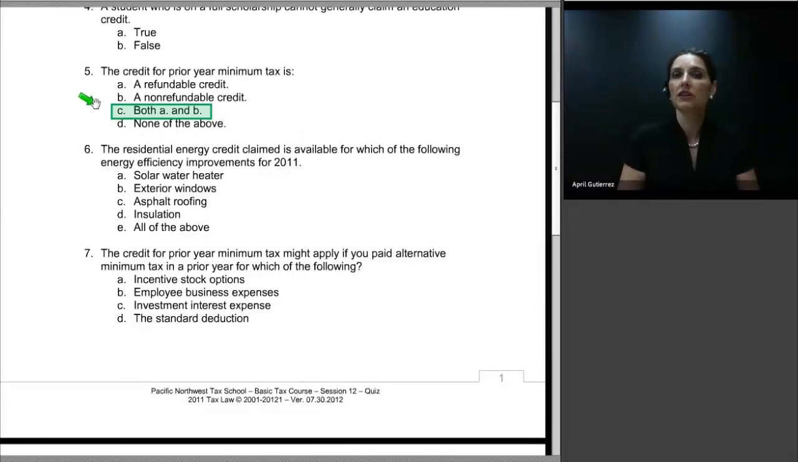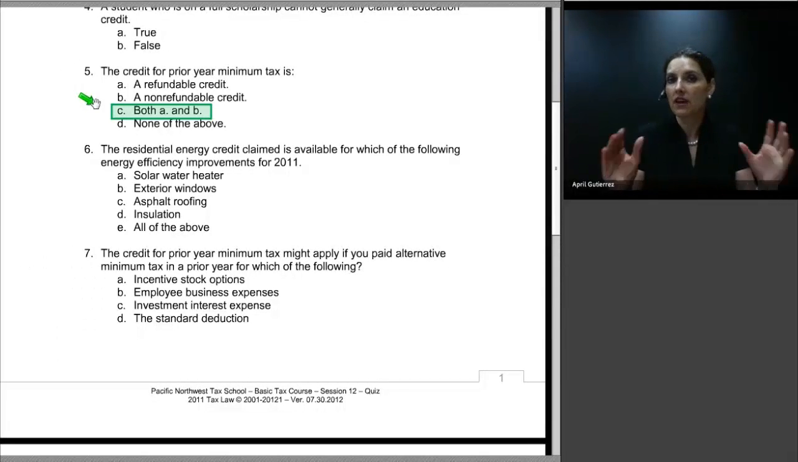The next question we're going to take a look at is question number 5. The credit for prior year minimum tax is a refundable credit, a non-refundable credit, or both? And the answer is it's both. And if you take a look at the Form 1040, there are 2 different places on which you can claim this particular credit. It's available as a line item under the non-refundable credits section of Form 1040, and it's also listed under the refundable credits section of the Form 1040.